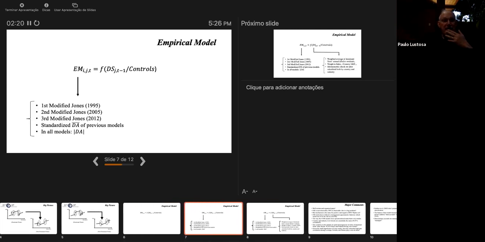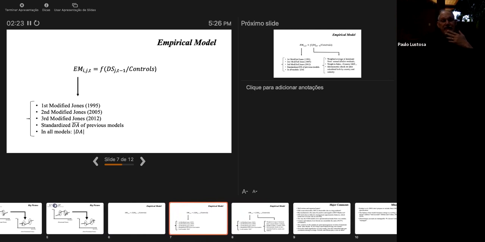And for measuring earnings management, you measure earnings management in 4 different ways. You use first the modified Jones model in 1995, then the second modified Jones, 2005, third modified Jones in 2012, and then you standardized the previous measures, and you get the mean of the discretionary accruals of the previous models. And you calculate everything in modules using an unsigned way, as you said.